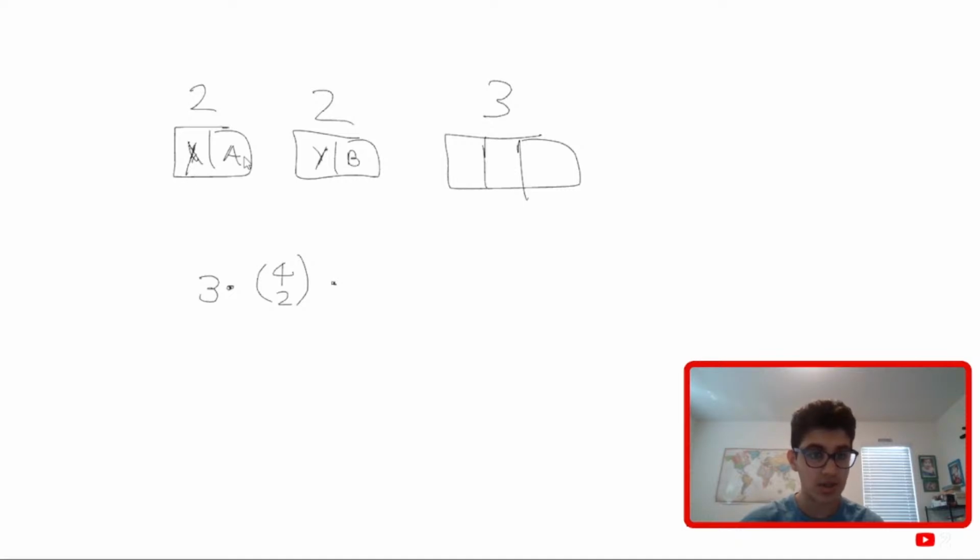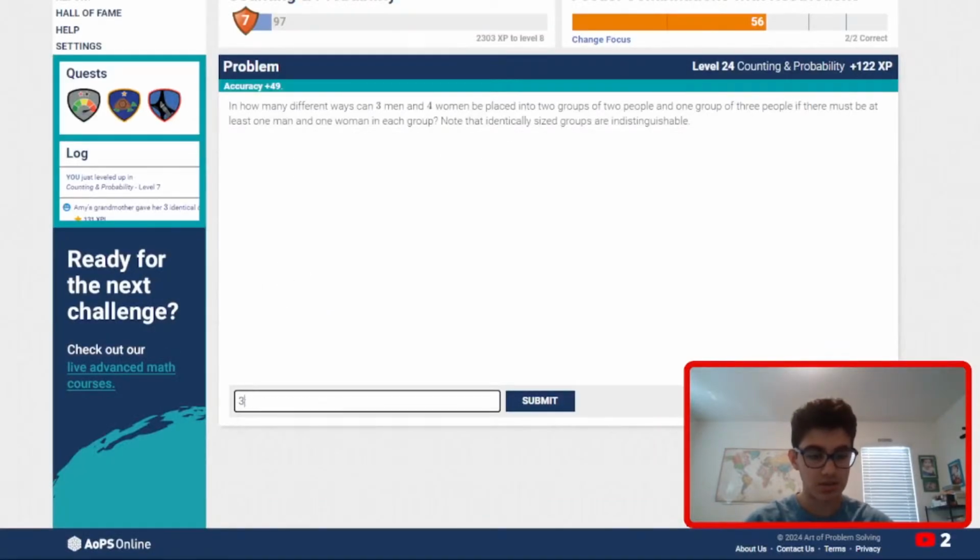So X can either be with A or B. So that's basically two. Same with Y. Y can be with A or B. B can be with X or Y. So that's two. 4 choose 2 is 6. 4 times 3 over 2. So 6 times 6, 36 ways.